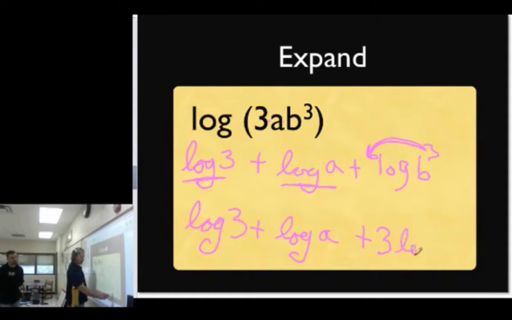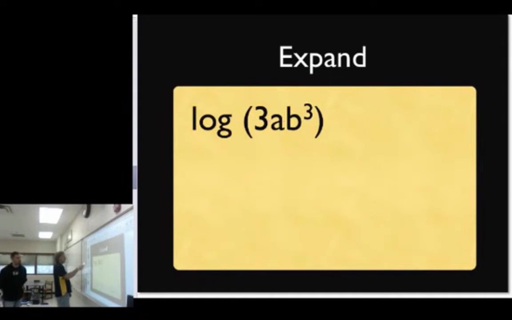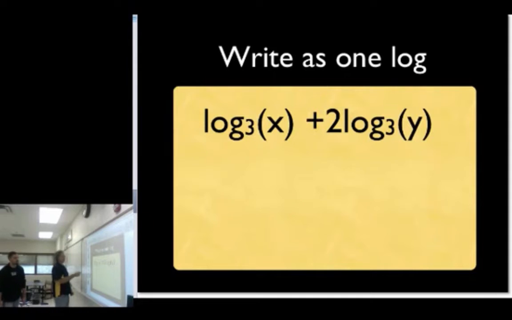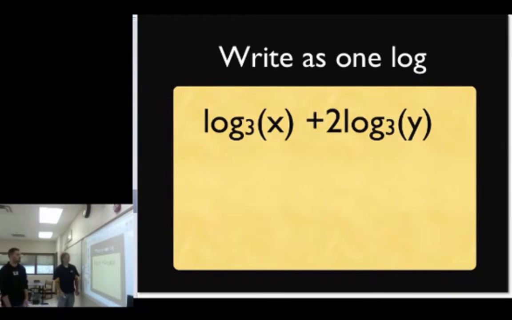So 3 log of b. So that's expanded. And now let's go the opposite direction and compress it. Okay, yeah, as we do so often in mathematics. If you can go one way, we want to see if we can go back the other way.